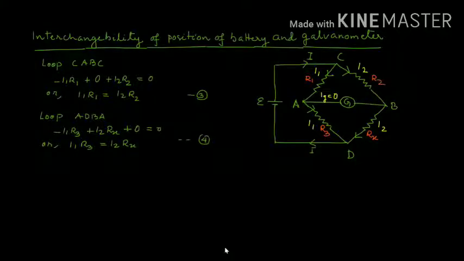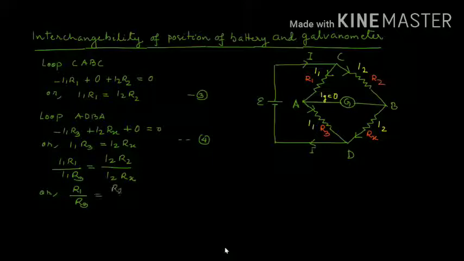Now dividing equation 3 by 4, we get I1 R1 by I1 R3 is equal to I2 R2 by I2 Rx, or R1 by R3 is equal to R2 by Rx, or R1 by R2 is equal to R3 by Rx. So the same result is obtained as in the previous case. From this, Rx can be calculated. Rx is equal to R2 by R1 into R3.